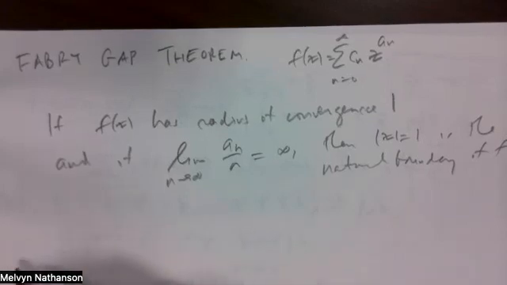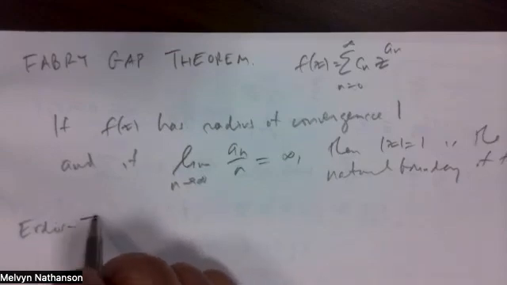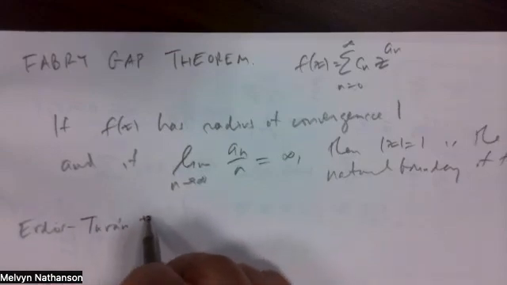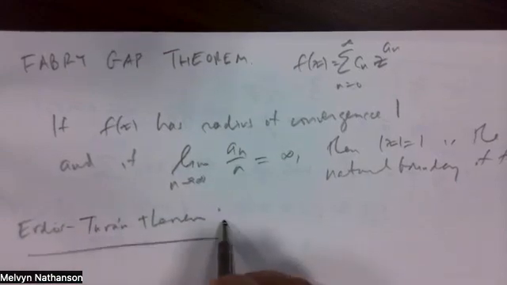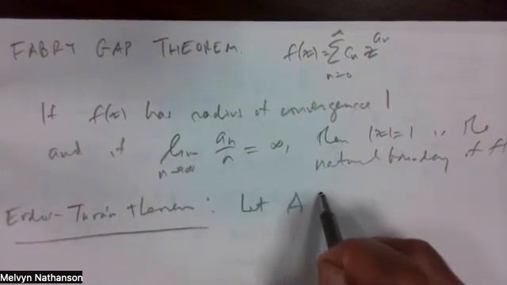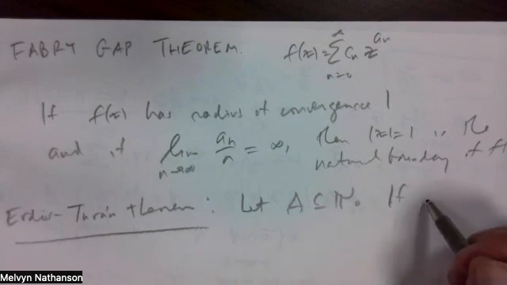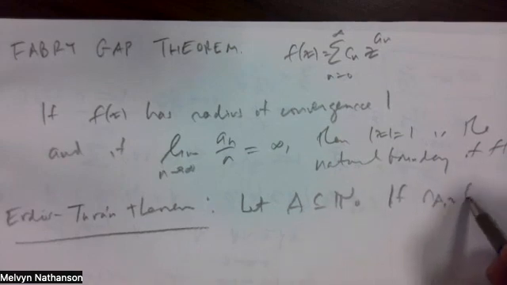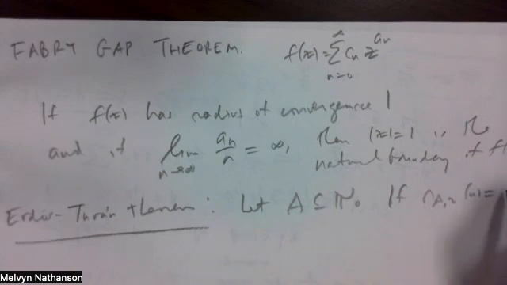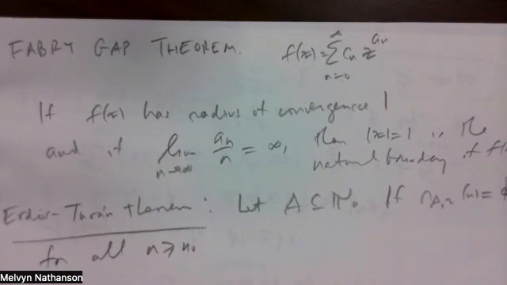And so this is the Erdős-Turan theorem. The Erdős-Turan theorem says the following: let A be a set of non-negative integers. If R sub A2 of n is constant, let's say equal to C or equal to K, for all sufficiently large n, for all n equal to, or, all right, sorry.